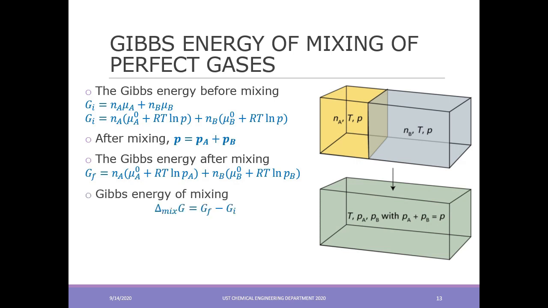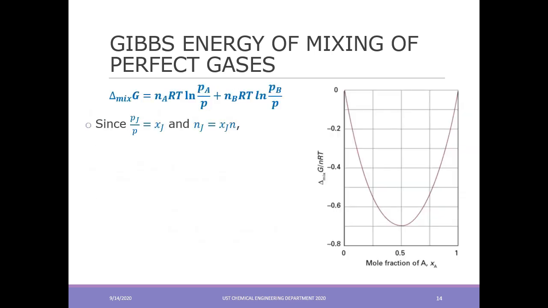Therefore, the Gibbs energy of mixing is the difference of the final and initial total Gibbs energy, which is given by the equation ΔG_mix = n_A RT ln(P_A/P) + n_B RT ln(P_B/P). Knowing that the ratio of the partial and total pressures is just equal to the mole fraction, and that the amount of substance J is just the mole fraction of J multiplied by the total amount of the components, we can simplify the equation above as nRT times the quantity (x_A ln x_A + x_B ln x_B).